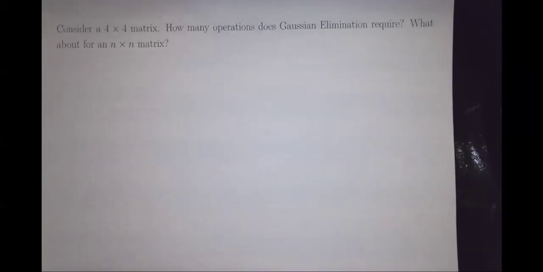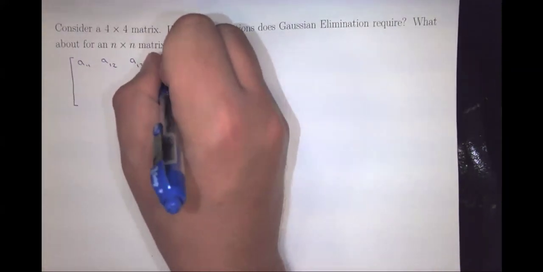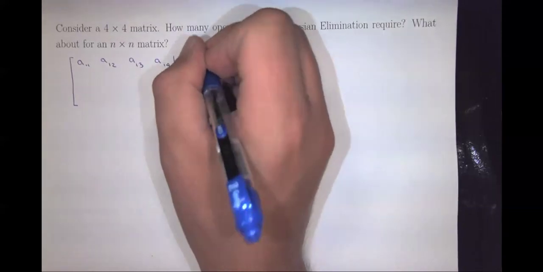In this question, we're asked to do an operation count for a 4x4 matrix that is doing Gaussian elimination. So let's assume that this is a 4x4 matrix with solutions at the end, right? So we've got A11, A12, A13, A14. This is going to be B1.